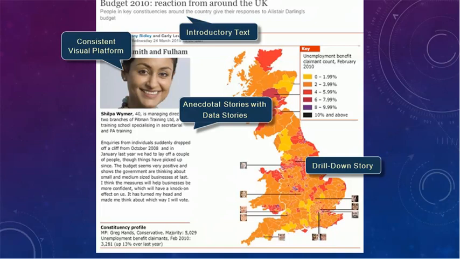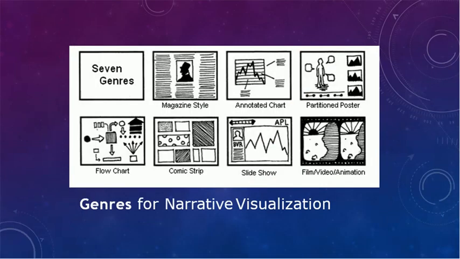So combining these into different genres for visualization, we basically have 7 genres for narrative visualization. One is the magazine style, then we have annotated chart, partitioned poster, flowchart, comic strip, slideshow, and film, animation, and video. These 7 genres cover different styles of narrative visualization, and we can use them in our different narrative visualization topics or when displaying our visualization. Most of these you have already used in real life, and you have also worked on them.